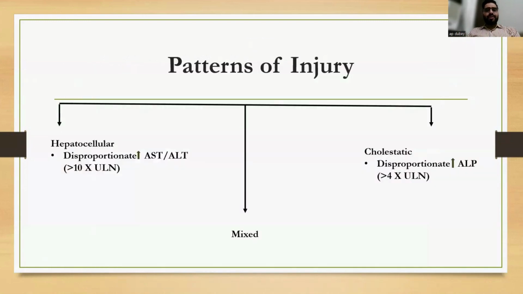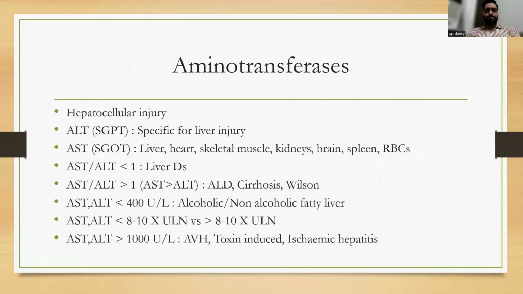The next patterns of injury are hepatocellular and cholestatic patterns. In hepatocellular patterns, hepatocellular enzymes, that is AST and ALT, are raised disproportionately as compared to cholestatic enzymes. Whereas in cholestatic patterns, cholestatic enzymes, alkaline phosphatase, are raised disproportionately as compared to hepatocellular enzymes. Before we learn it further, we'll try to briefly understand the liver enzymes.